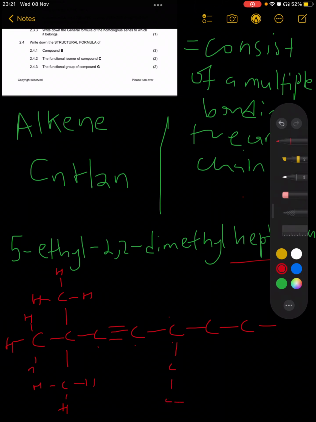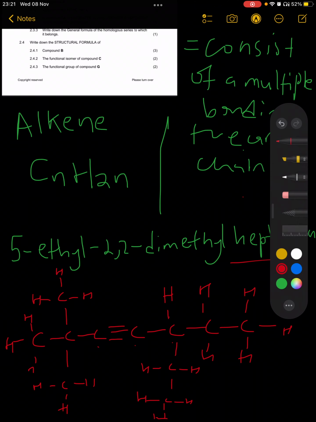An ethyl group is the one that has 2 carbons. And then the rest would be hydrogens. Right.